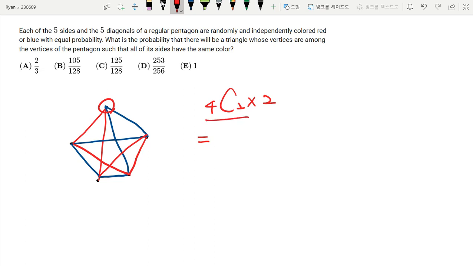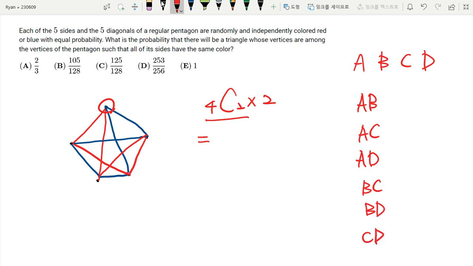Yes, this means let's say there are four letters. How many pairs can you make out of these four letters? Okay, 12. So you can make this type of pair, but in this case, because order doesn't matter, you divide 12 by 2. So 6 times 2, so the complement is we can make 12 triangles.